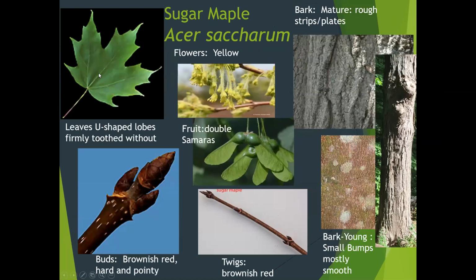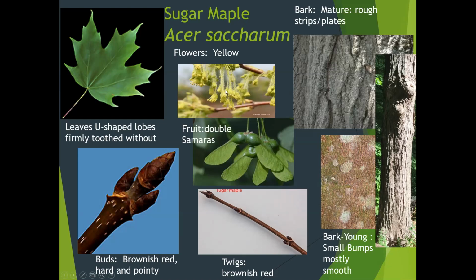It lacks those tooth serrations. It has big teeth though, and it can have like 5 to 7 lobes, 1, 2, 3, 4, 5, 6. So it can vary in the number of lobes that it will have. It has that palmate venation like the other one. But it is very different from the red maple when you see the leaves.